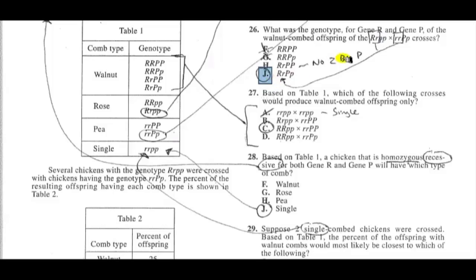Remember, if you only have one P, there's no possible way you can just magically have two capital dominant P's come about when there's only one to start with. They don't come out of thin air. They're combining together with each other. 26 is J.